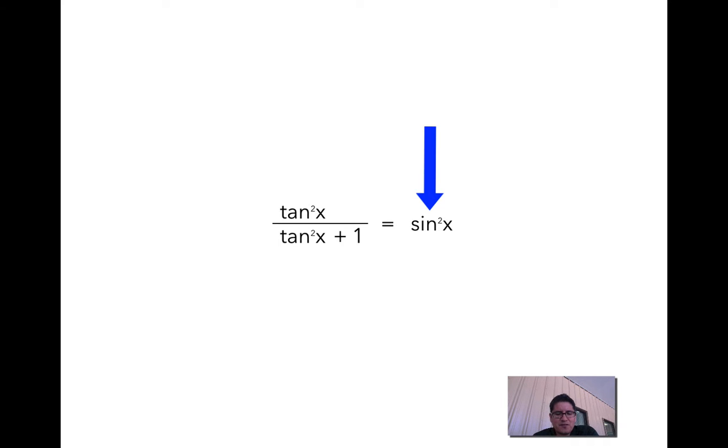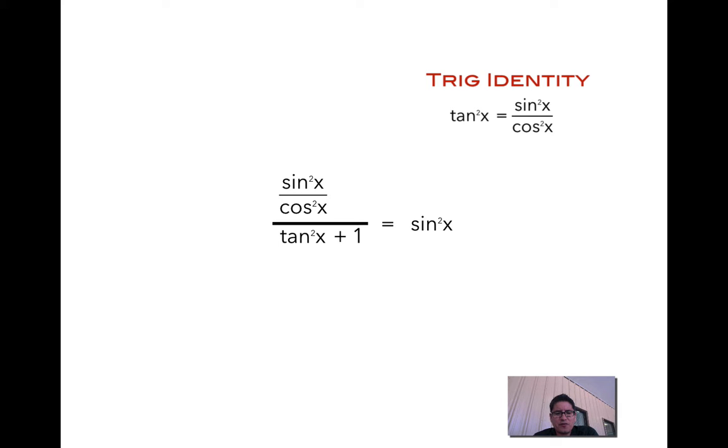So what I'm going to do is transform my tangent squared x to the identity that I know has sine in it. I'm going to change it to sine squared x over cosine squared x, and the same thing to the bottom. And this is what I end up with. Let me back up just a bit so you can see that transformation happen. Again, tangent squared x equals sine squared x over cosine squared x, and I do the same thing to the numerator, and that's what I end up with.